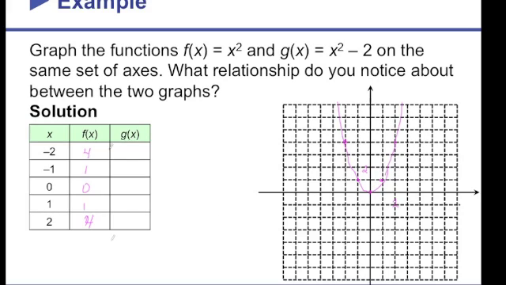Like that. And then g of x, so we're basically taking negative 2 squared, 4 minus 2 is 2. Negative 1 squared, 1 minus 2 is negative 1. 0 squared, 0 minus 2 is negative 2. 1 minus 2 is negative 1. And 4 minus 2 is 2. So we're looking at this graph.